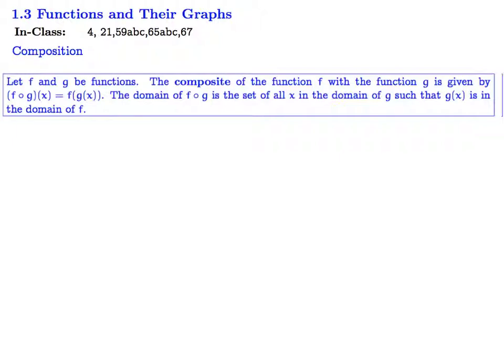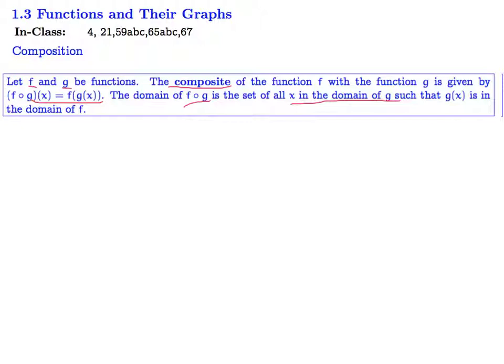Now if we have two functions, f and g, what we can do is form what's called the composite of the function f with the function g, by basically putting one function as the input of the other function. And the domain of this new function is the set of all x in the domain of g, such that g of x is in the domain of f. That is, all numbers you can put in and keep putting in to go all the way through the function.